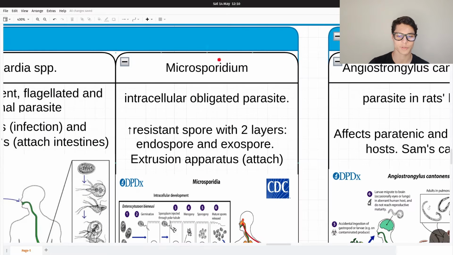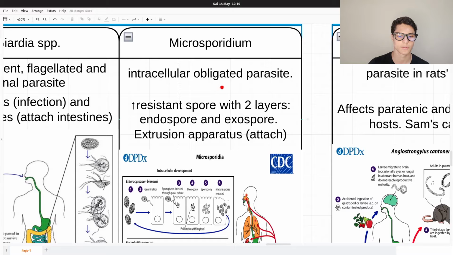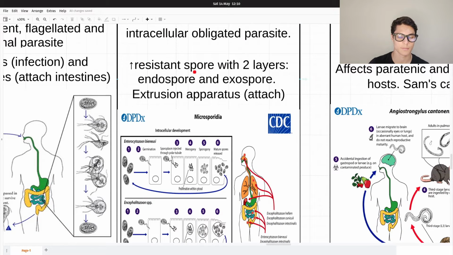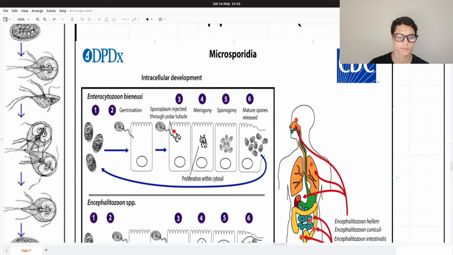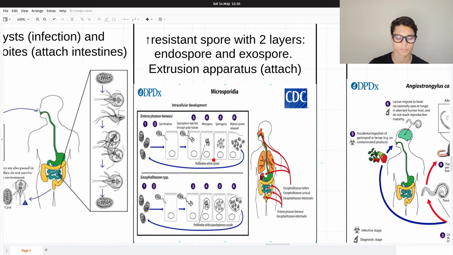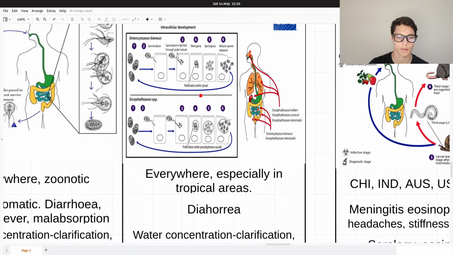Moving on, we have the Microsporidia. If you remember, we talked about Microsporidia in the fishery associated parasites. And well, they are obligate intracellular parasites. They have very resistant spores with two layers, the endospore and the exospore. And they have the extrusion apparatus that they use to inject the sporoplasm inside the cells. They use it to attack.